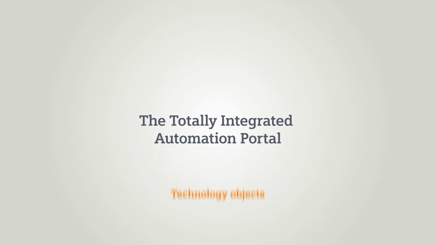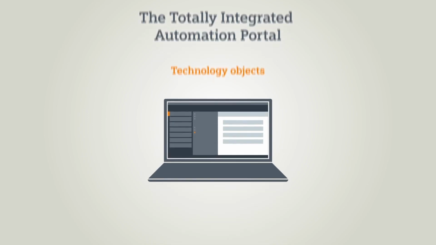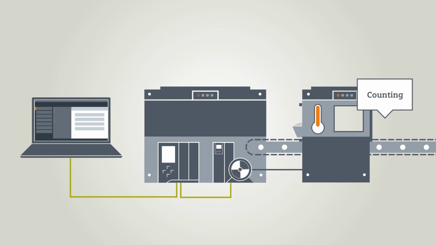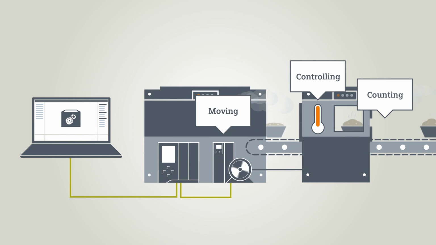In this chapter you will learn about the most important features of technology objects in the TIA portal. Counting, measuring, controlling and moving are all things you have to do in your plant. In the past, mapping out these tasks required a lot of effort. Now in the TIA portal, these standard tasks are completed using technology objects.